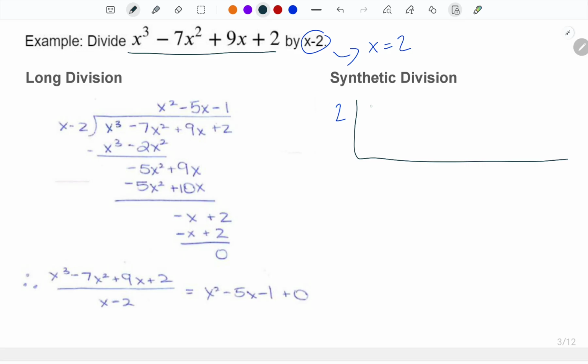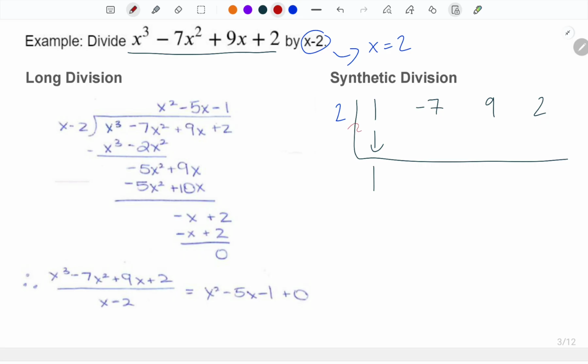I'm just going to rewrite it, but I'm just going to write the coefficients, because having to always write x cubed, x squared, x will take a little bit more time. Just looking at the coefficients, 1, -7, 9, and then a 2 at the end, we'll make things a little bit quicker. Synthetic division is an algorithm, but the way we're going to do it is going to make things a little bit more efficient. So the first part is just drop that number 1 down. That's the start, and now we get into the algorithm.